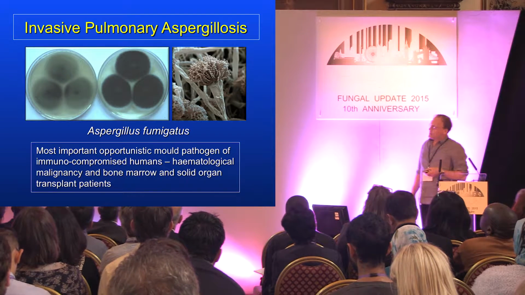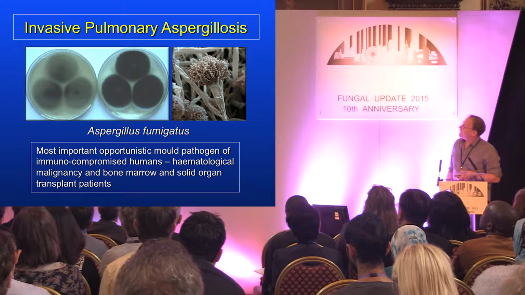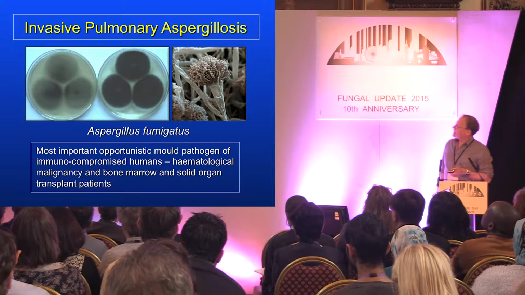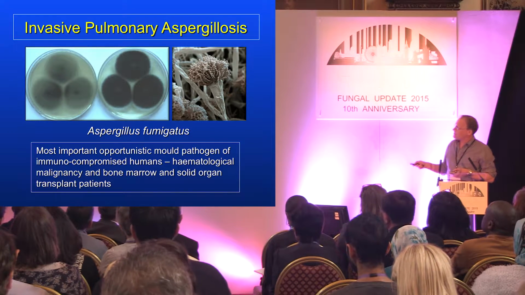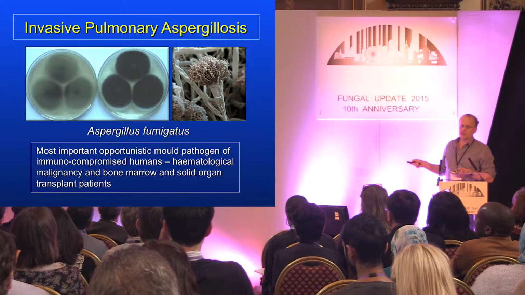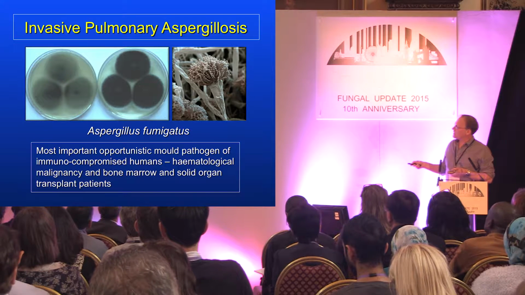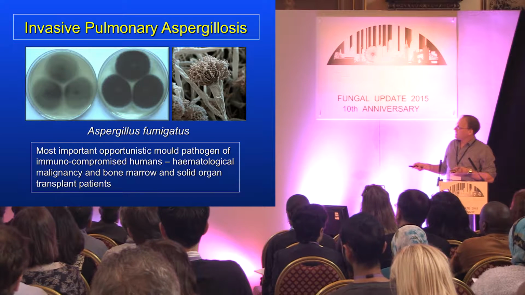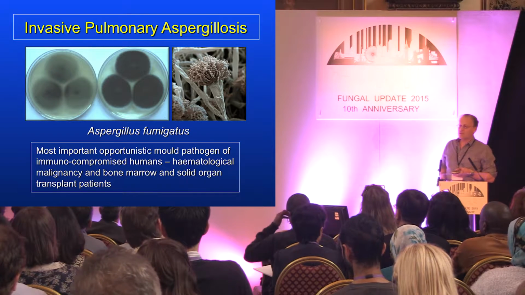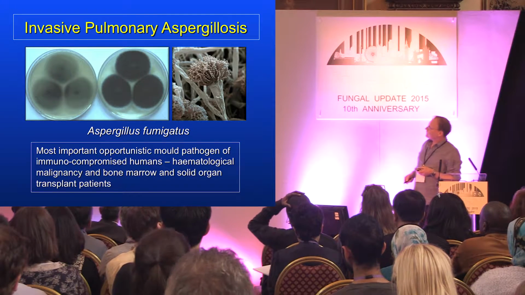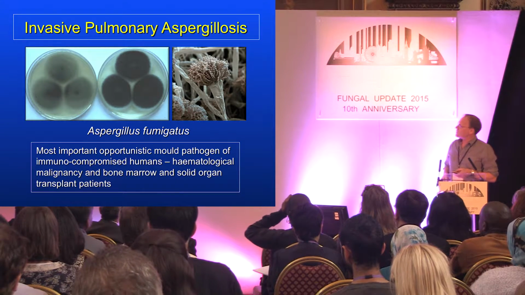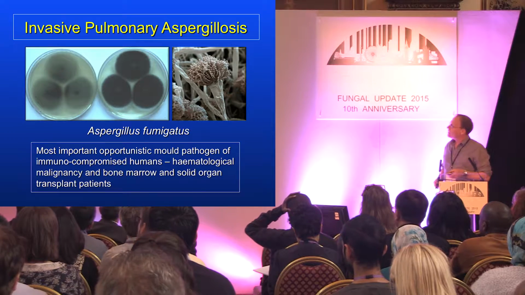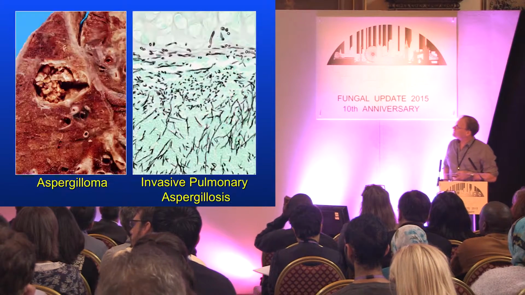Okay, so why am I talking about invasive pulmonary aspergillosis and its diagnosis? Really because it's the most important mold species as a pathogen in immunocompromised humans, particularly patients with hematological malignancies and solid organ and bone marrow transplants. So it's an obvious first one to go for in terms of trying to develop a new diagnostic.